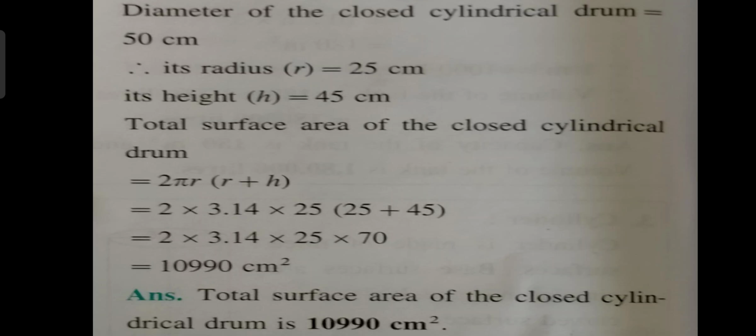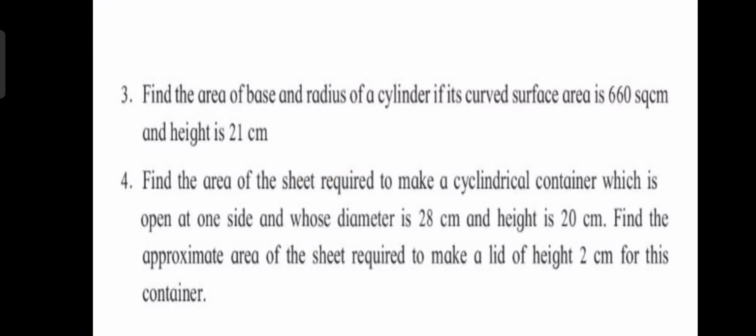Based on these 4 steps we are going to solve our equations and find out the answer. The total surface area of a closed cylinder is 2 pi r (r plus h), that is 2 into pi value, that is 3.14, into r, that is 25, and r plus h, that is 25 plus 45, that gives us 2 into 3.14 into 25 into 70. So the answer is 10,990 centimeters square. Since we are finding the area, the answer has to be in square unit. So the total surface area of the closed cylindrical drum is 10,990 centimeter square.